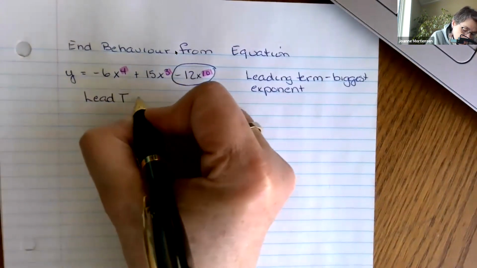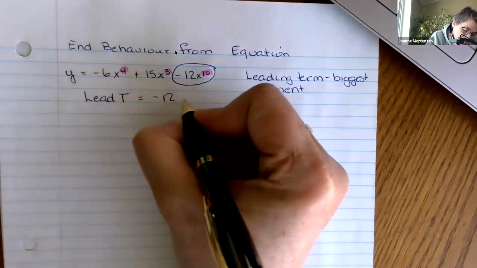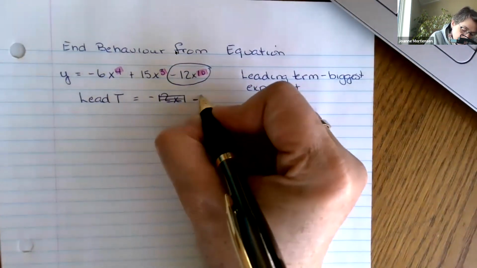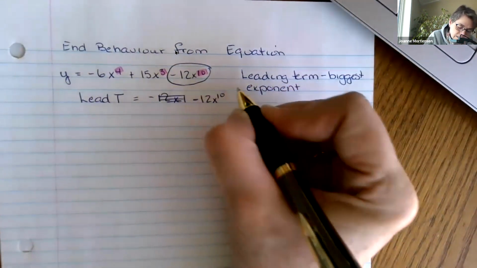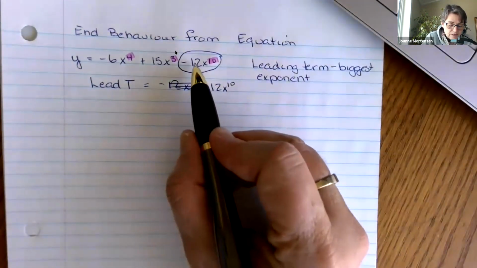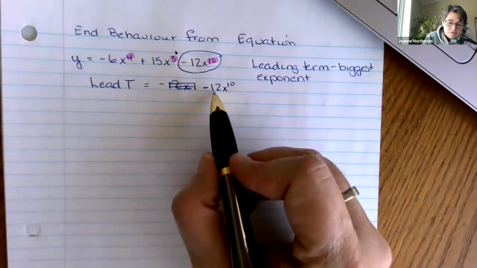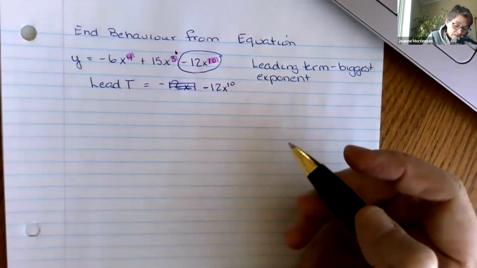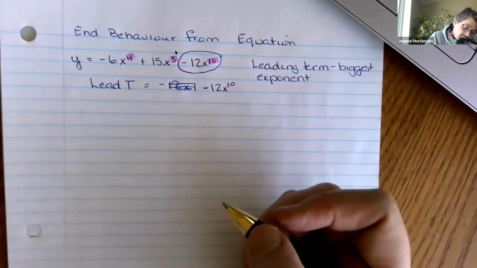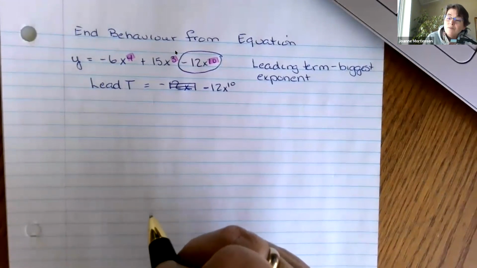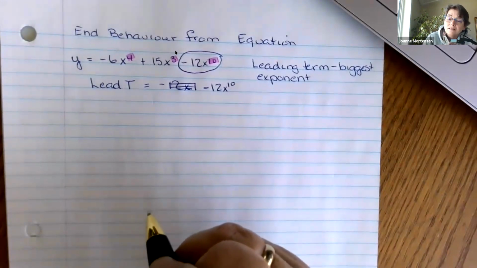I'm just going to call it LT. Minus 12x to the 10. So we need all parts of it. We need the sign, if there is one in front of it. We need the coefficient. We need the x, and we need the exponent. And I think what I want to do is a few more examples to make sure you can find the leading terms. And then we'll worry about what to do with it.